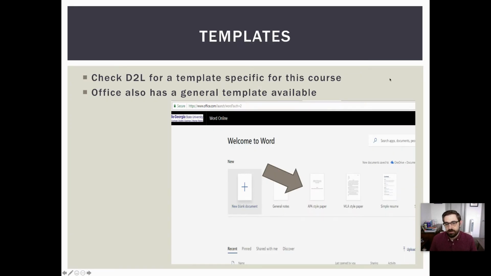Now, there's a number of resources available for APA Style. There are templates available online. If you just search for APA Style template, you can find one. For students in my class, I've provided a specific template for our course's purpose with some content in it that's relevant specifically for us. So check D2L for that. If you use Office.com or Office 365, there's also a template available there to help you get started. So a number of resources are available.